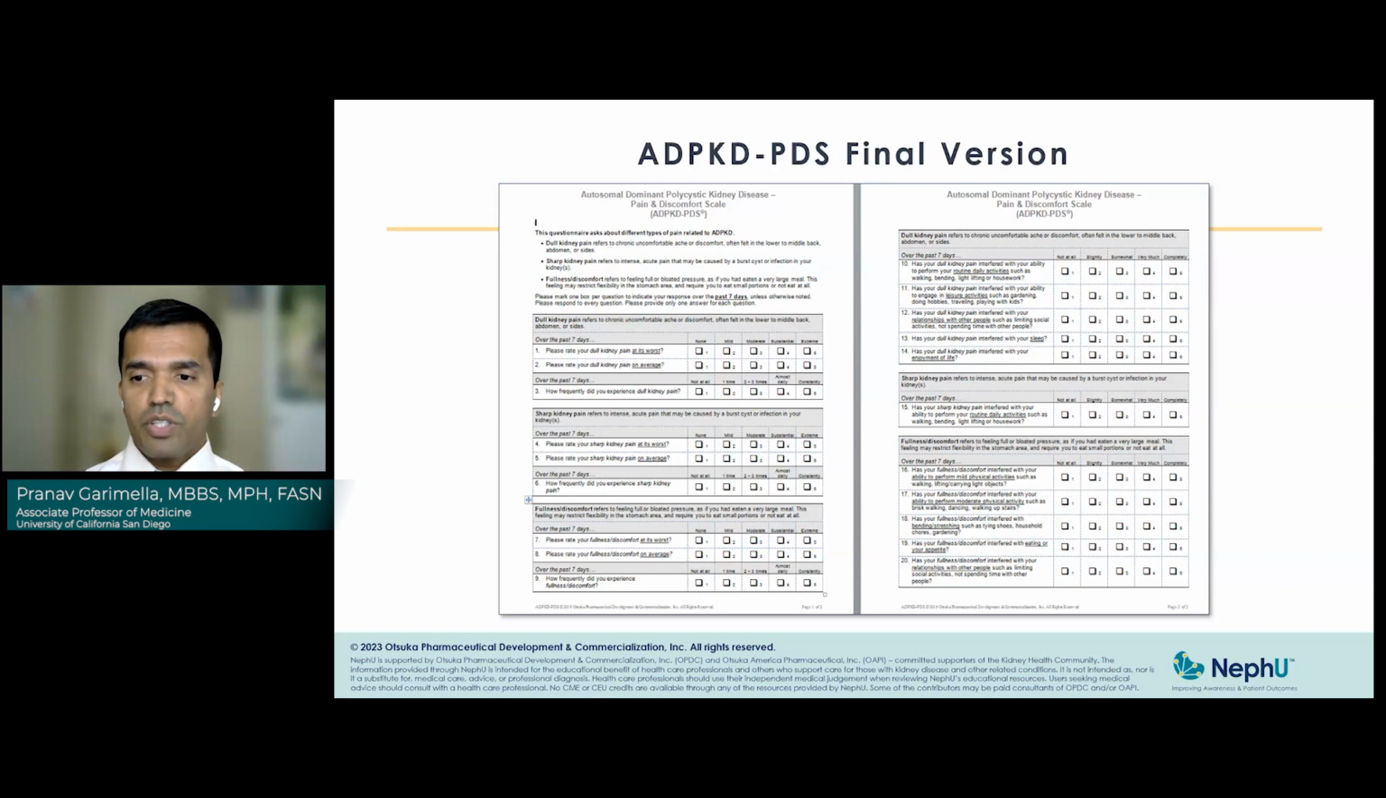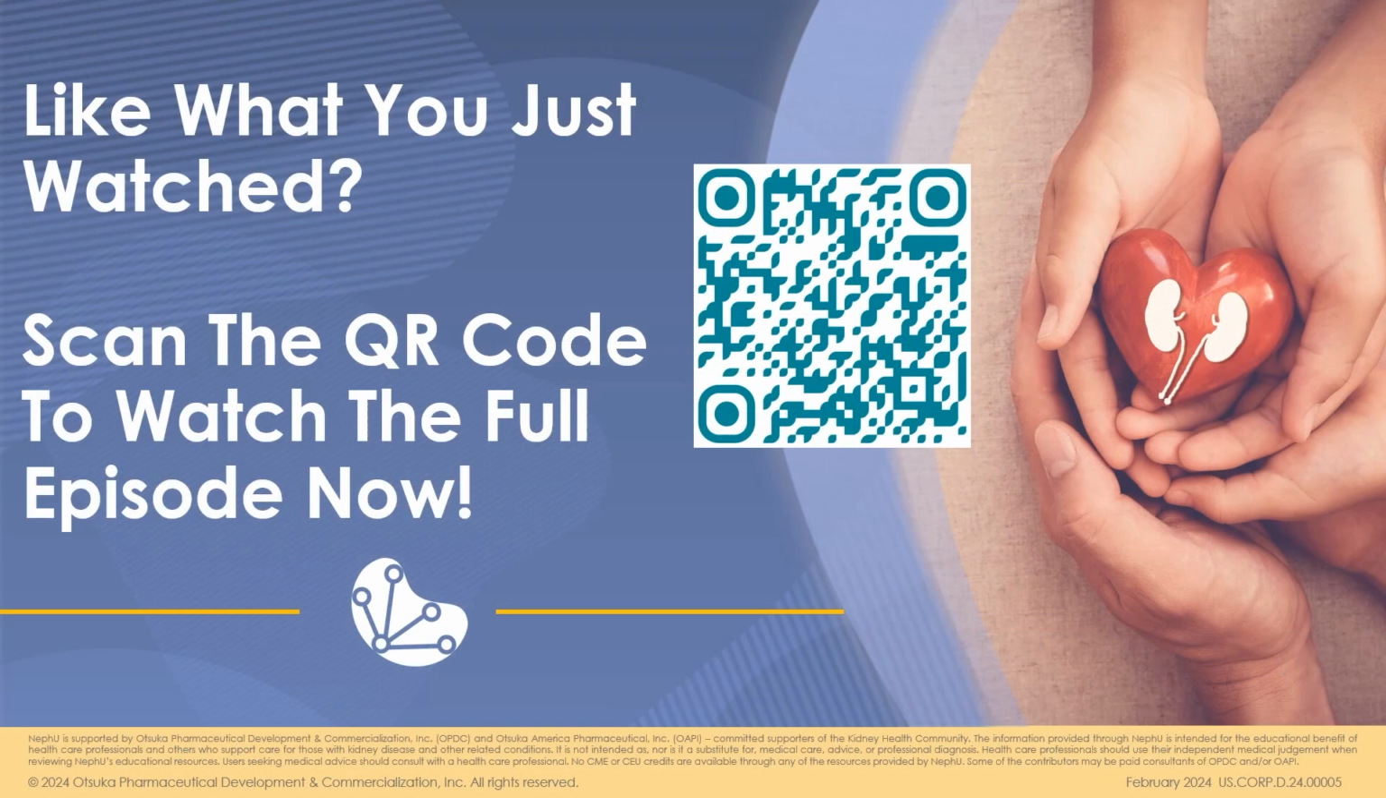Absolutely. So as you can see here, this is a screenshot of the 20-item pain and discomfort scale that was sent out to participants via the online survey. And over the next few slides, we'll talk a little bit more about how each of these responses relates to the degree of kidney function, and how they affect the patient's ability to conduct activities of daily living.